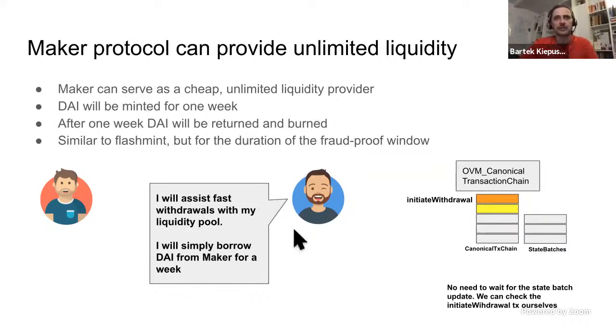And after 1 week, since we can validate this initiate withdrawal transaction ourselves, this is almost like a risk-free loan, right? So it would be very similar to the flash mint, but for the duration of the fraud-proof window. Not of one transaction like a normal flash loan or flash mint, but for the duration of the whole week. We'll mint DAI, and after 1 week, the DAI will be returned and it will be burned.